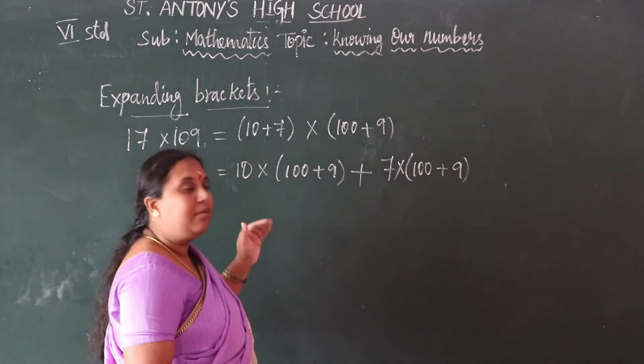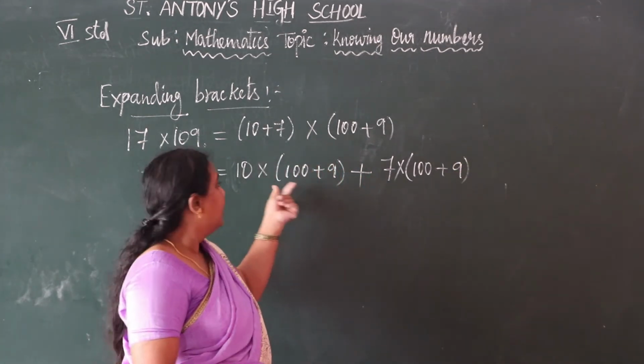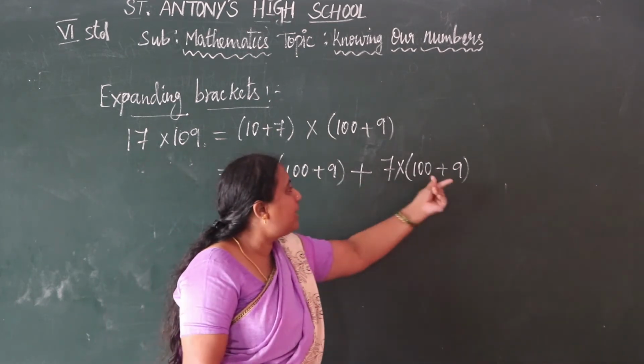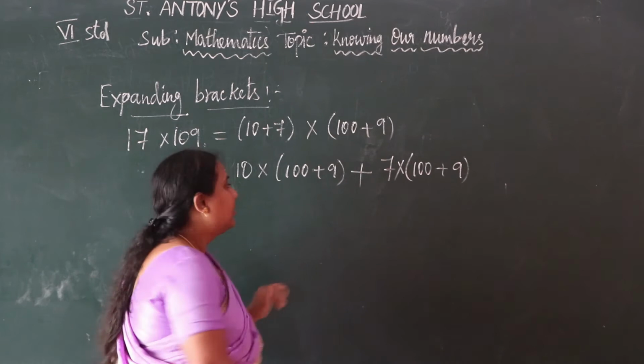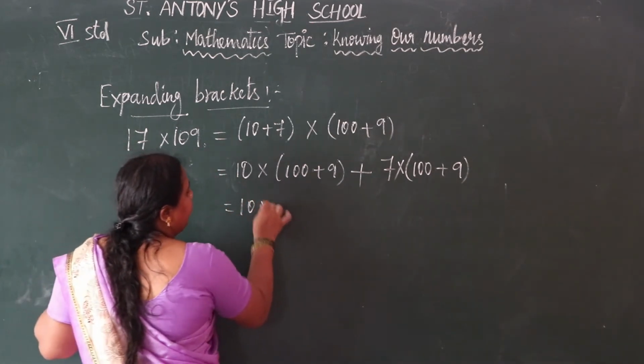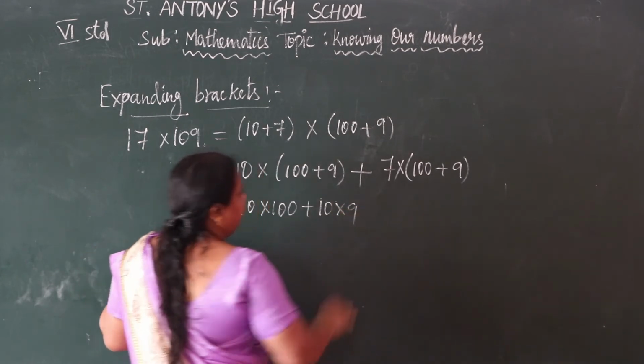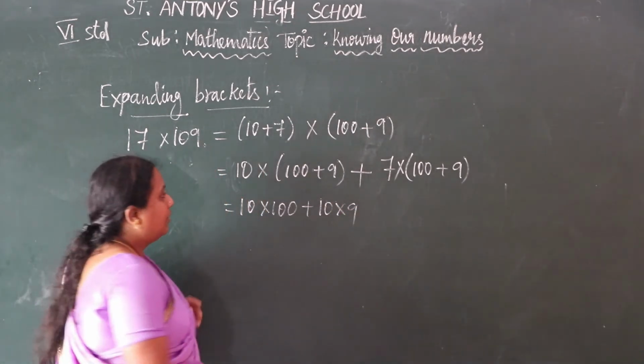Okay. So then we are removing these brackets again. So 10 is multiplied by these 2 numbers, and 7 is multiplied by these 2 numbers. Is it right? So that is equal to 10 into 100 plus 10 into 9. Is it right, children? Okay.